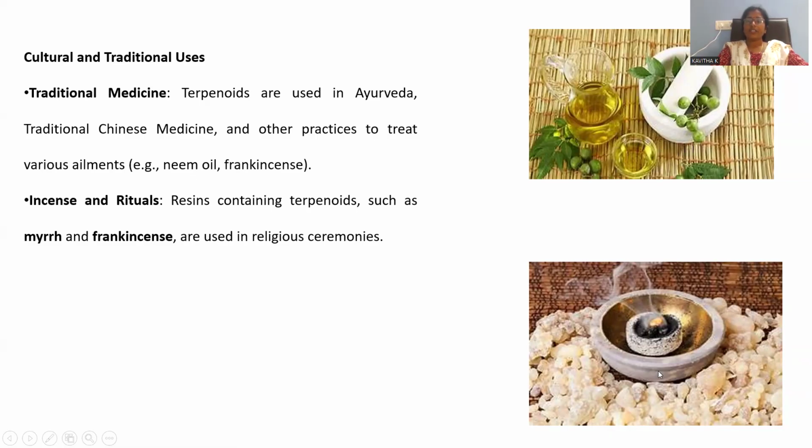And in traditional activity, we can say frankincense. Frankincense is nothing but a kind of terpenoid. By lighting this material, it used to give the kind of smoke that is having aroma smell, and that is having a kind of fragrance, we can say, which is of high importance in the traditional rituals. So this is the way we can go for the application in the cultural and the traditional usage.